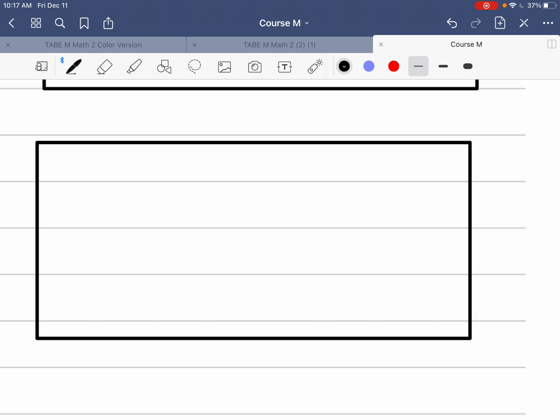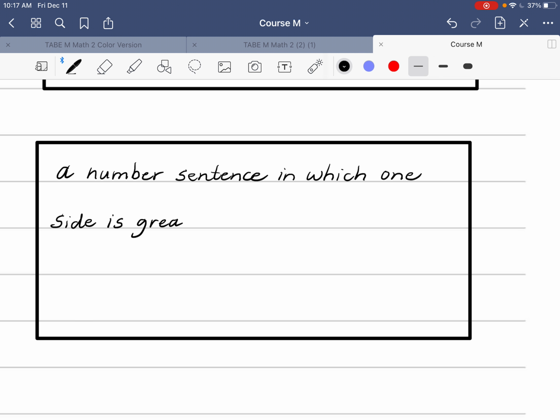An inequality is a number sentence, or a math sentence, in which one side is greater than, and that symbol looks like this, or less than the other side.